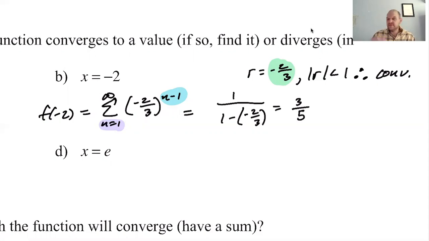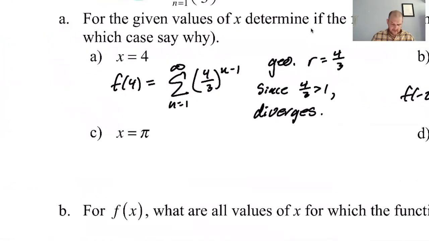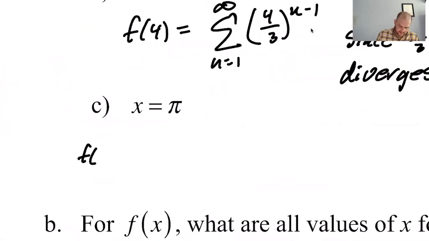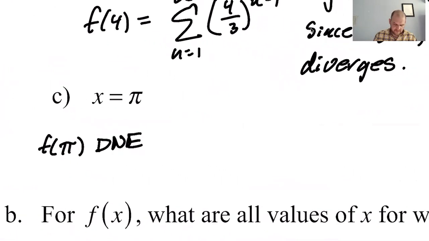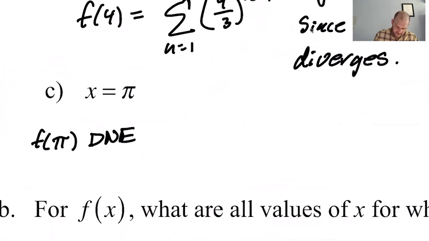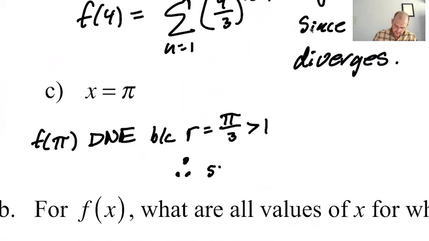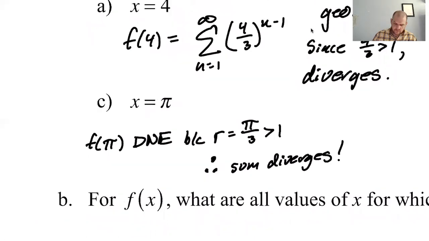So these problems are pretty standard. You just want to see, are you going to get the absolute value of r to be less than 1? If so, just use the formula. If not, just say diverges and explain why. So here, we're going to try to find f of pi. I'm going to say f of pi does not exist, because the series doesn't converge there, because r would be pi over 3, which is greater than 1. Therefore, the sum diverges. So we don't even have to bother with it.